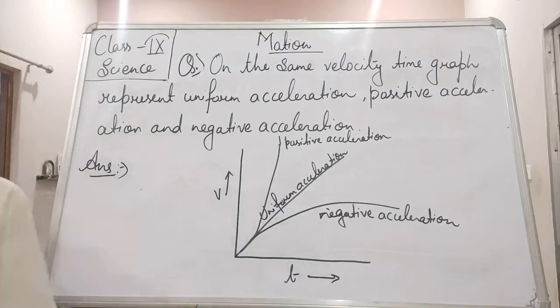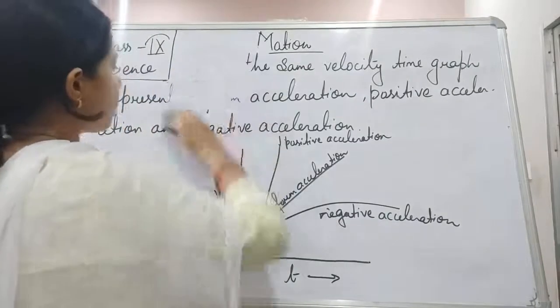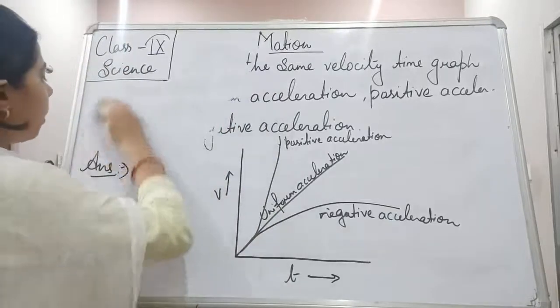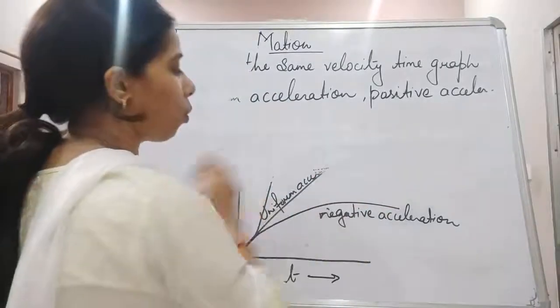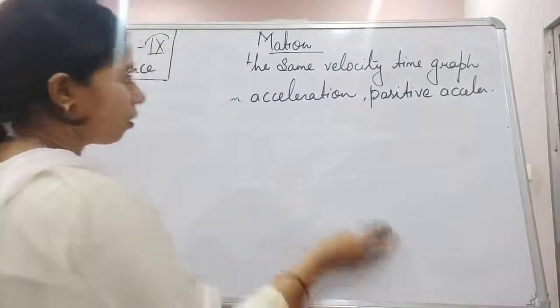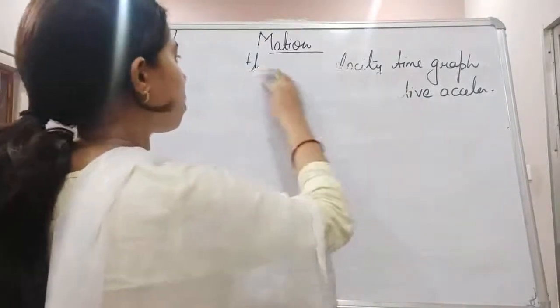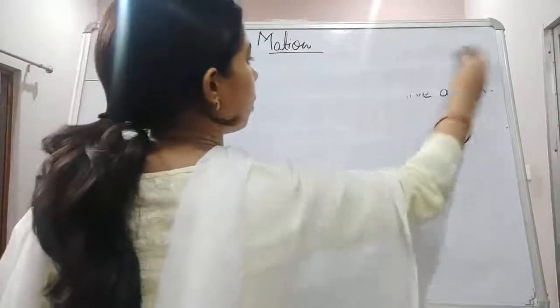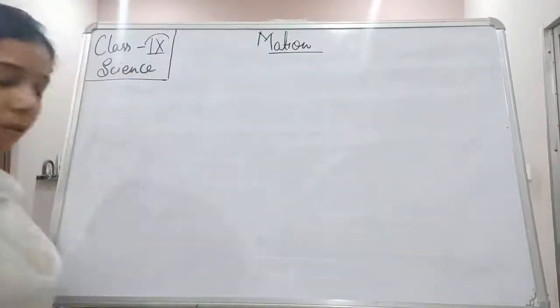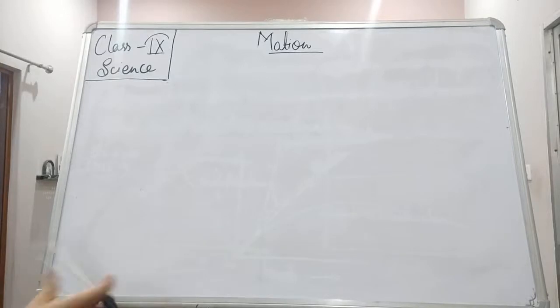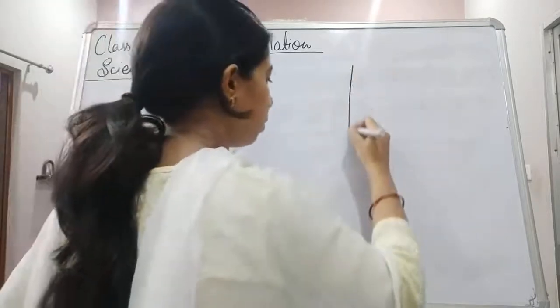Okay, so this is another type of graph. Moving on, we will see some of the questions which are related to the graph only. So another question is, at first we will draw a velocity time graph, students, and on the basis of that we are going to solve some questions related to the graph itself. So a graph is given. I am drawing the graph here.